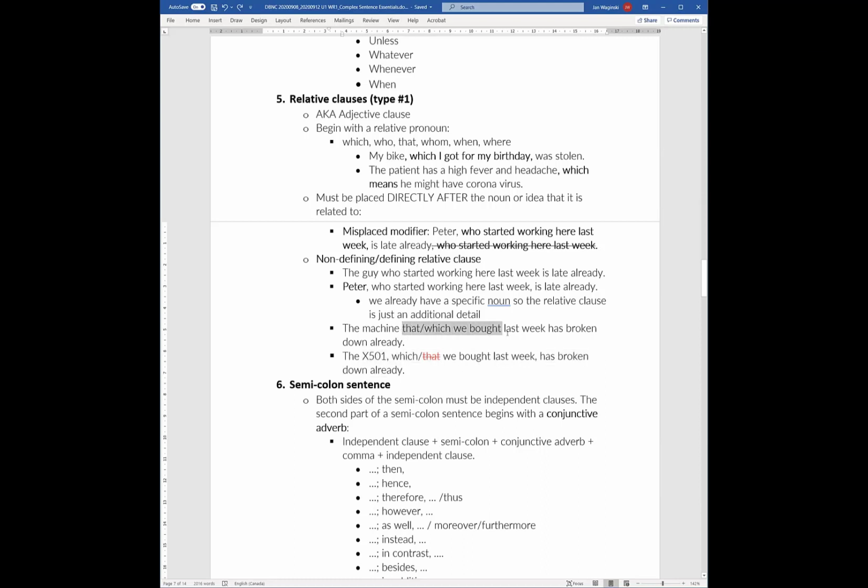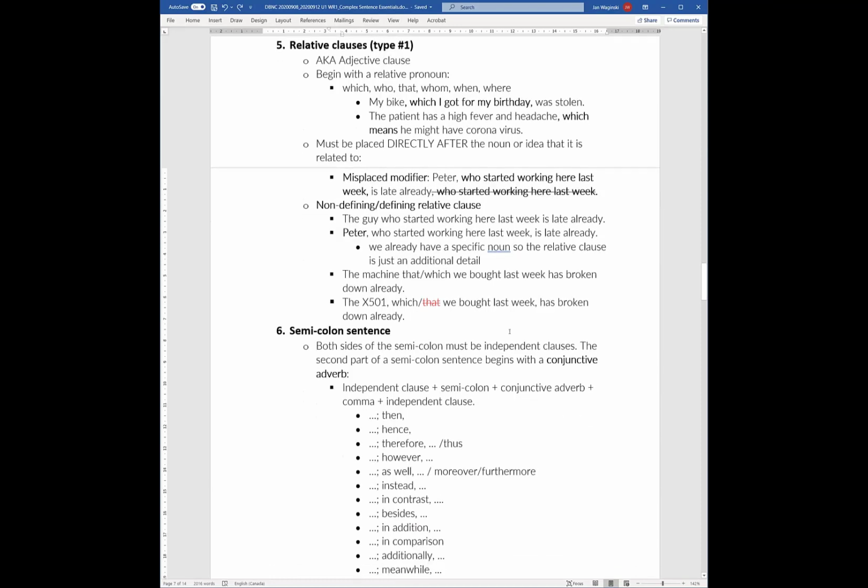If it's a situation with no commas, you can use that or which. Doesn't matter. If it's a situation with commas, do not use that. It's wrong. And when you use it without commas, you just read straight away with no pause. That's correct. The machine that we bought last week is broken down already. The machine which we bought last week is broken down already.